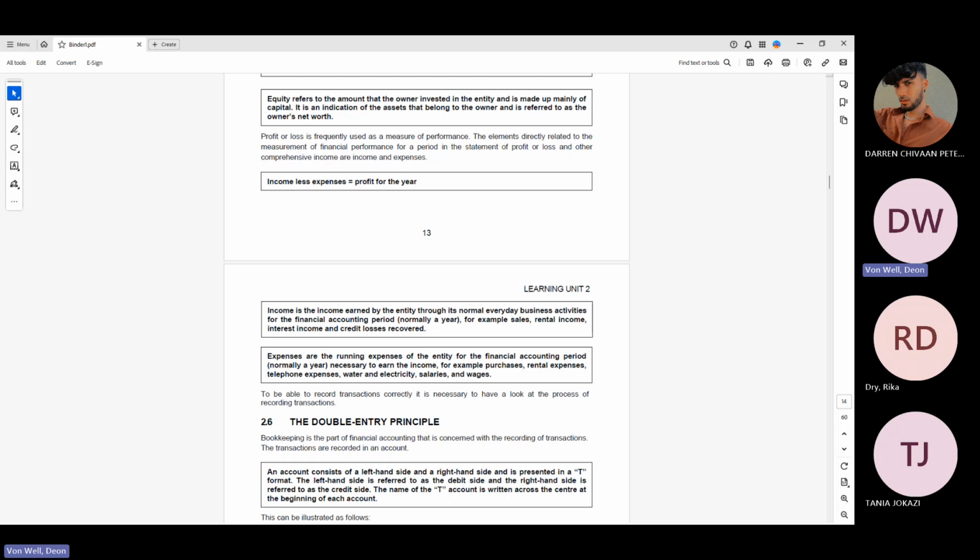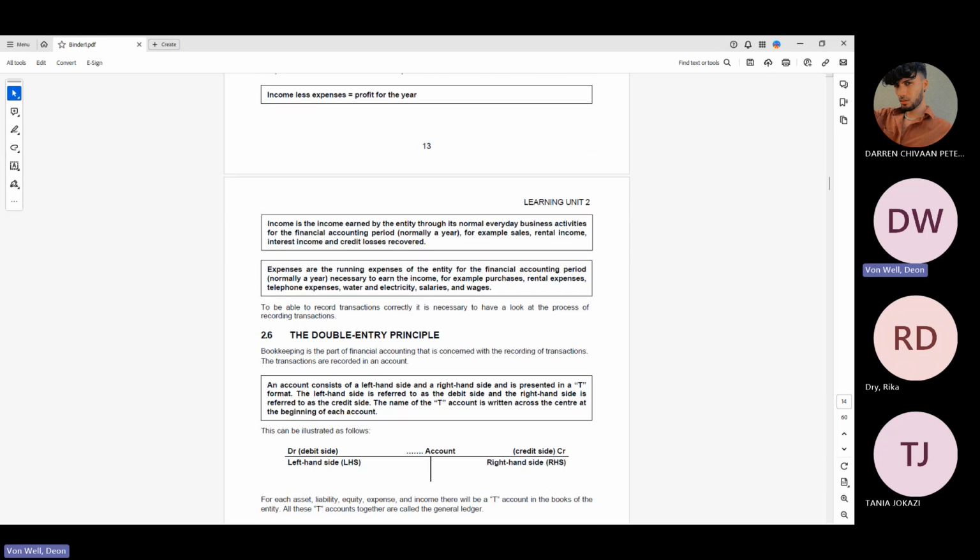The first step is you must be able to identify these 5 elements. And my 5 elements, just to refresh: assets, equity, liabilities, income, expenses. Those are my 5 elements.